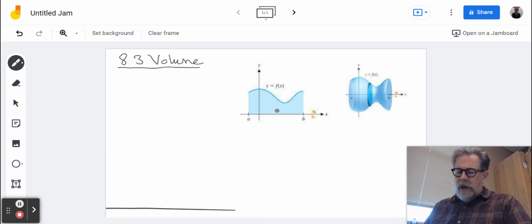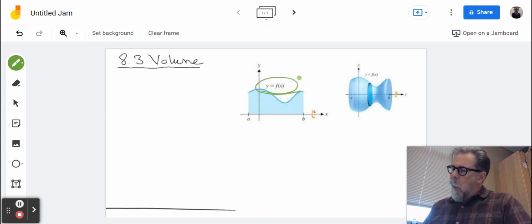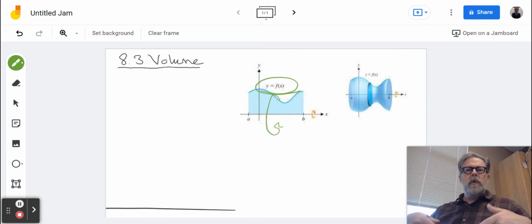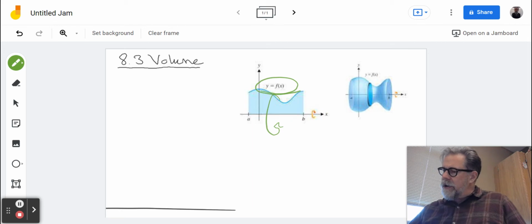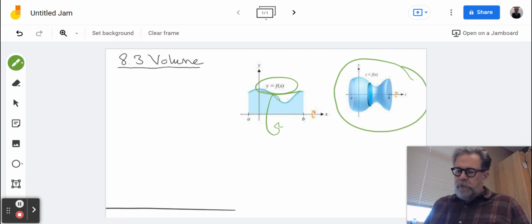And looking at the diagram that we have here, the most basic says that I've got a function, y equals f of x, and I'm going to rotate this around the x-axis. And when I do it, it's going to create a solid. And you can see off to the side, there's a three-dimensional rendering of what that solid might look like. And the question is, what's the volume of that solid?